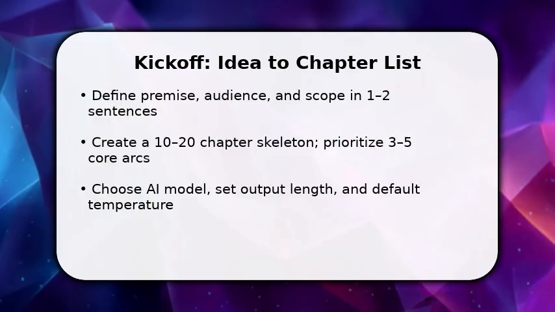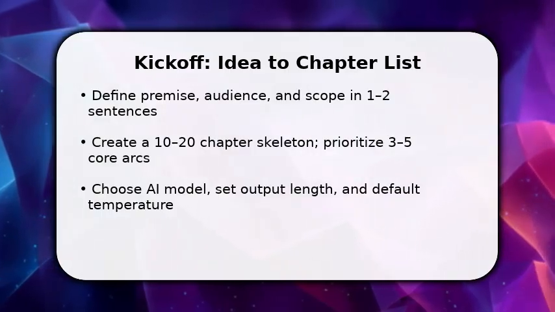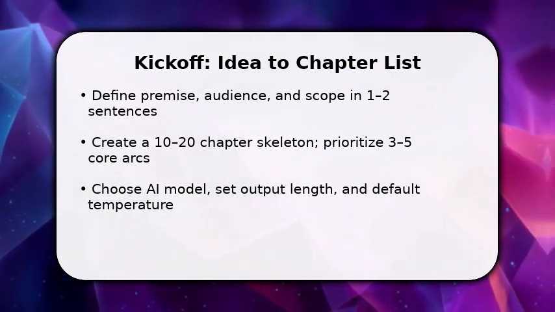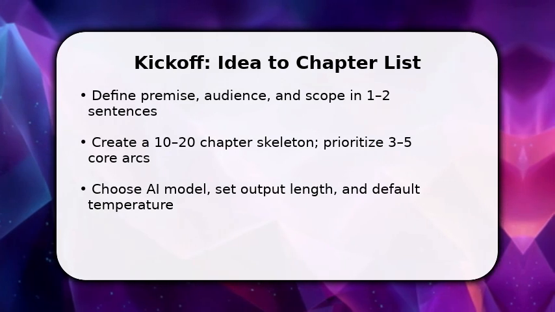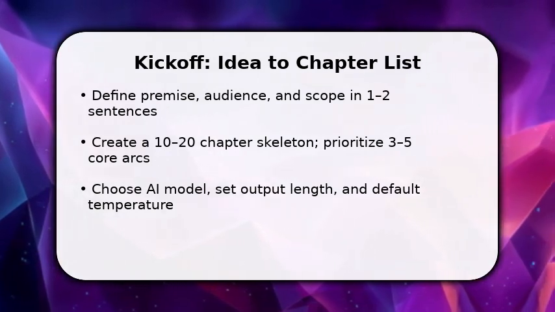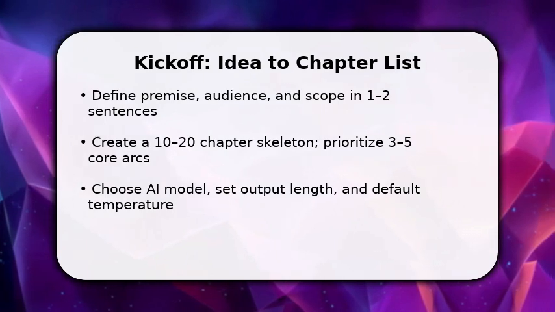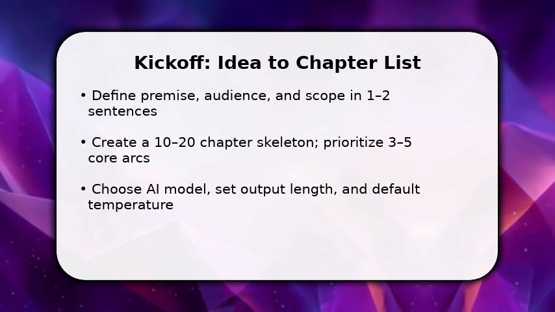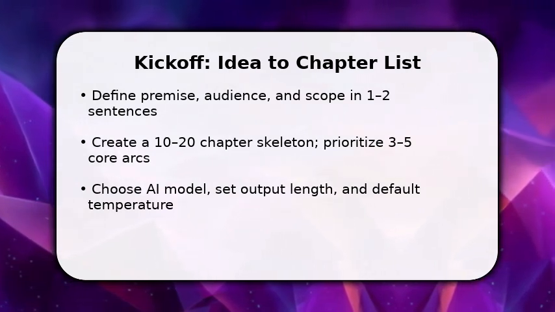You begin by locking down the premise and the reader you're writing for. That alignment guides every decision. Once done, draft a 10-20 chapter skeleton and mark the 3 to 5 core arcs you must cover. Next, select an AI tool and set defaults like output length and temperature, so responses are consistent.